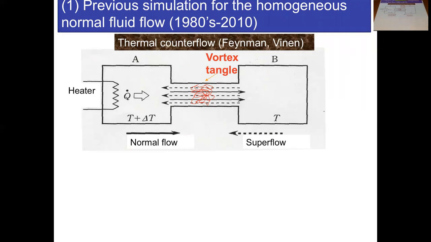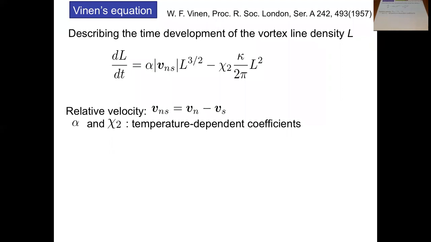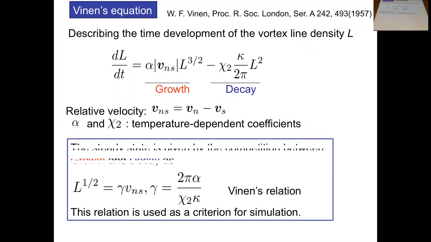This picture was proposed a long time ago by Richard Feynman, and confirmed experimentally by Joe Vinen. And Vinen proposed what we call the Vinen equation, describing the time development of the vortex line density L. This part is a growth, and this part is a decay. Here, v_ns is the relative velocity. The coefficients alpha and chi_2 are temperature dependent coefficients. The steady state is given by the competition between the growth and the decay, like this. And the point is, the square root of L is proportional to v_ns. This relation is confirmed by several experiments and used as a criterion for simulations.